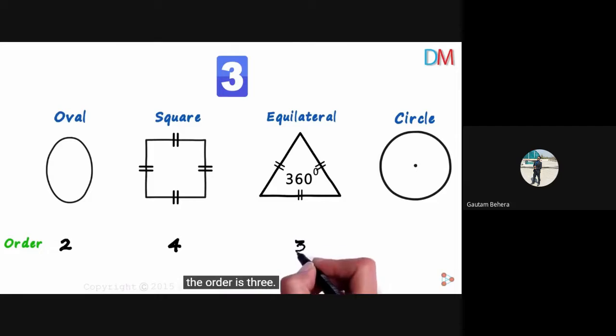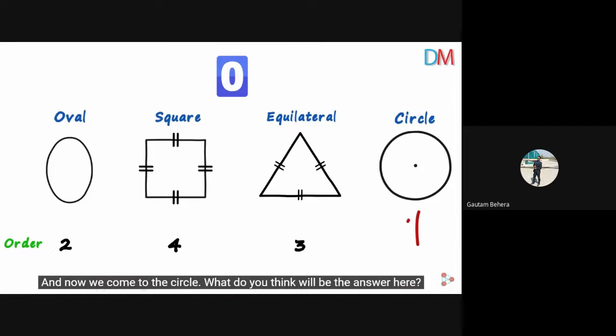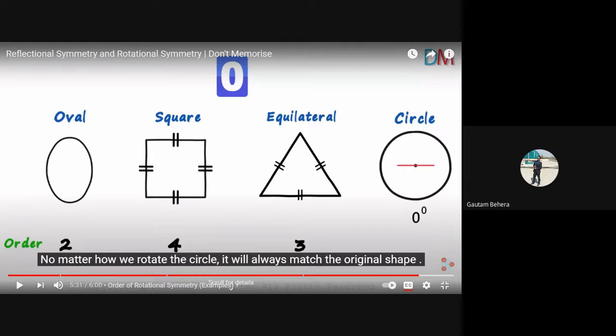The order is 3. And now we come to the circle. What do you think will be the answer here? So can you tell me what will be the answer for a circle? 360.